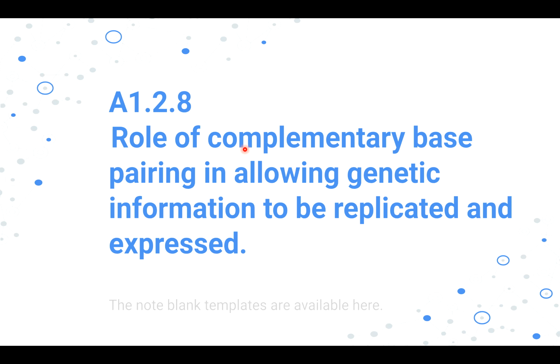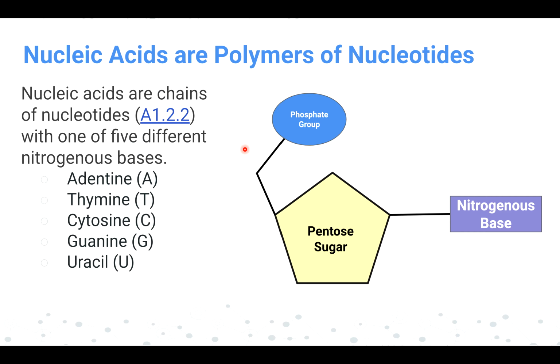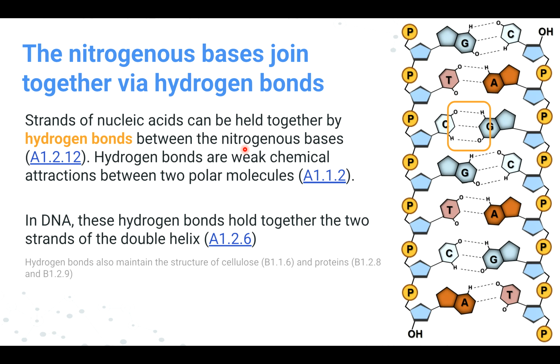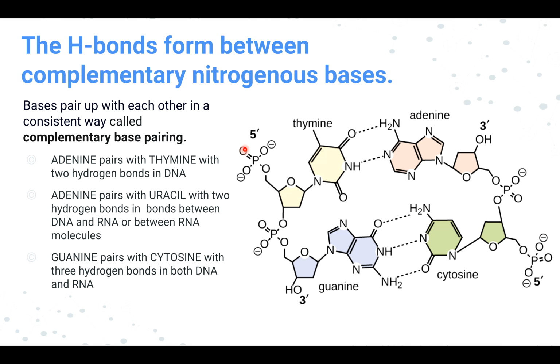Right. Now let's talk about the role of complementary base pairing in allowing the genetic information to be replicated and expressed. What is the purpose? What is the importance of this complementary base pairing? Let's talk about that. So these are the bases. The nitrogenous bases are joined together via hydrogen bonds, as we have seen in the structure. When we talk about the base pairing, you will find there is a consistent order which is being followed.